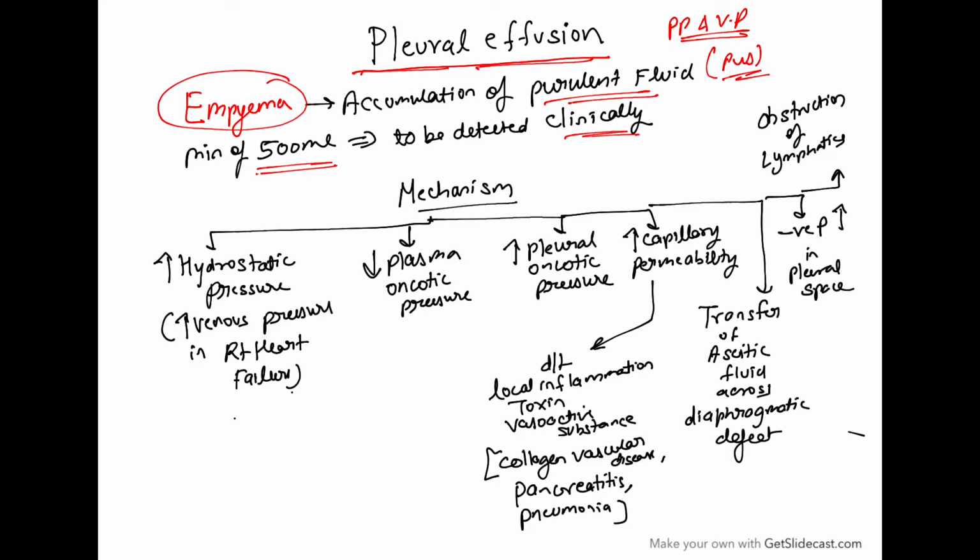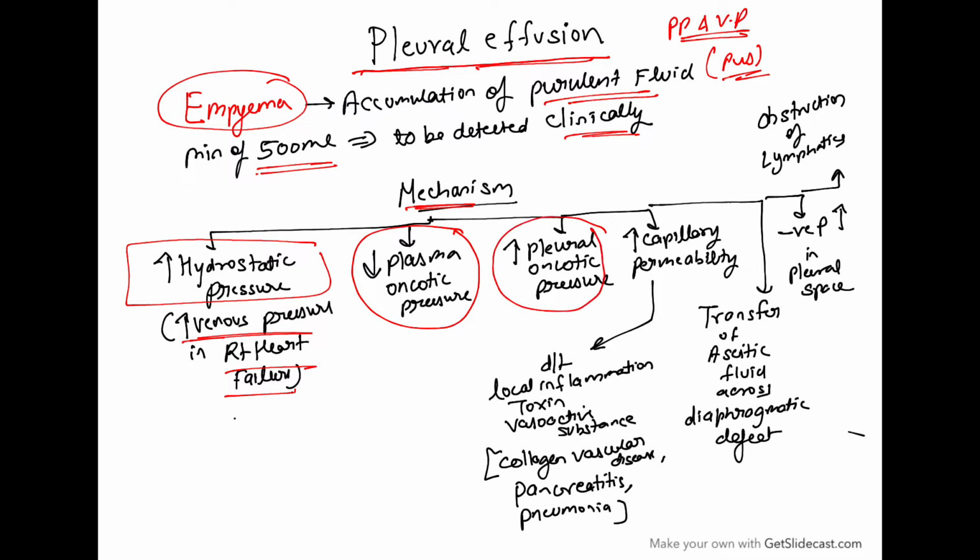Now, what are the mechanisms by which fluid is accumulated between the two layers of the pleura? One could be increased hydrostatic pressure, for example right heart failure when there is increased venous pressure. Or there could be decreased plasma oncotic pressure or increased pleural oncotic pressure. And there could be increased capillary permeability, maybe because of local inflammation or toxin or some vasoactive substances. Examples are pancreatitis or pneumonia.